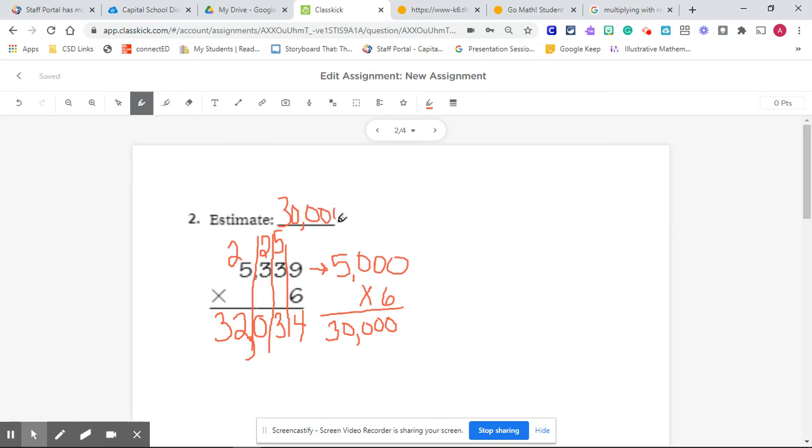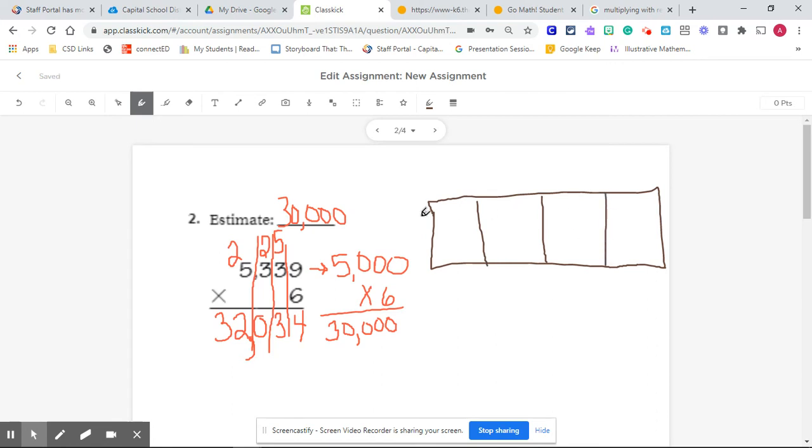So I would say my answer is pretty reasonable, but I could always check my work by doing the box model. So I would just draw my box model. This time I'm going to need a little bit of a bigger box because I have 4 place values in that big number. Put my 6 down the side. This is where it's going to get a little tricky. Put my 5,000 across the top. My 300 for my 3. A 30 for my second 3. And then my 9 in my last place value.